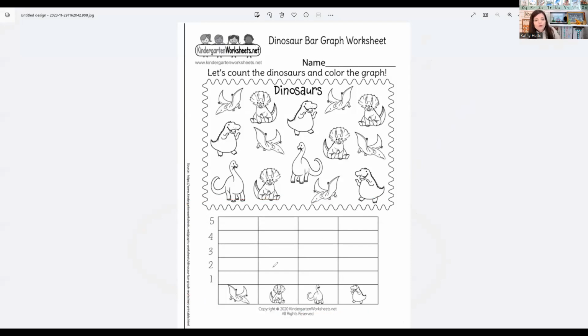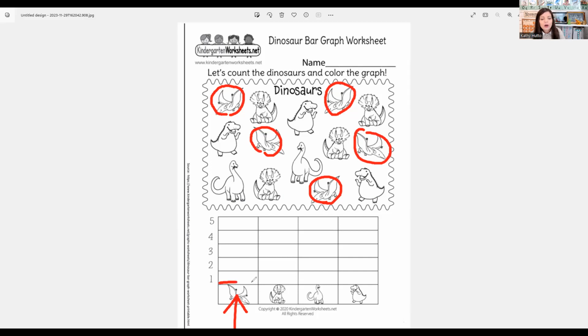Okay, so first we're going to be looking for the dinosaur with wings. Looks like this. Can you find all the dinosaurs that have wings? I see one. There's one. And there's one. Oh, there's one. And there's another one. And here's one. Let's count how many dinosaurs with wings we found. 1, 2, 3, 4, 5. So we're going to color one space for each of those flying dinosaurs.